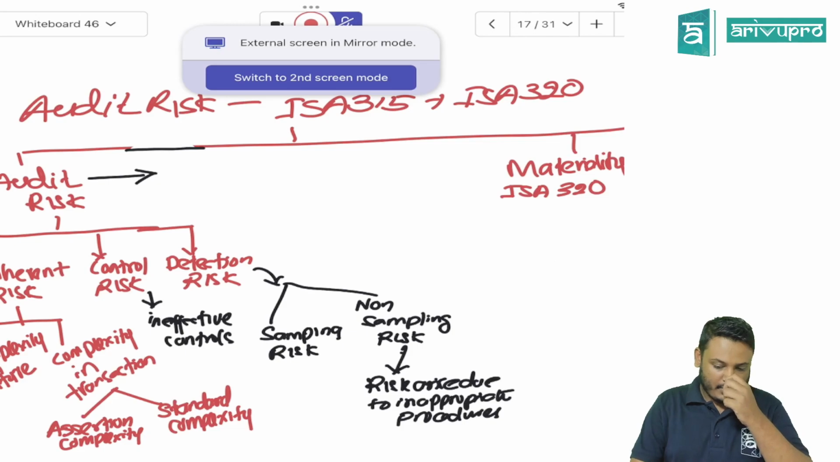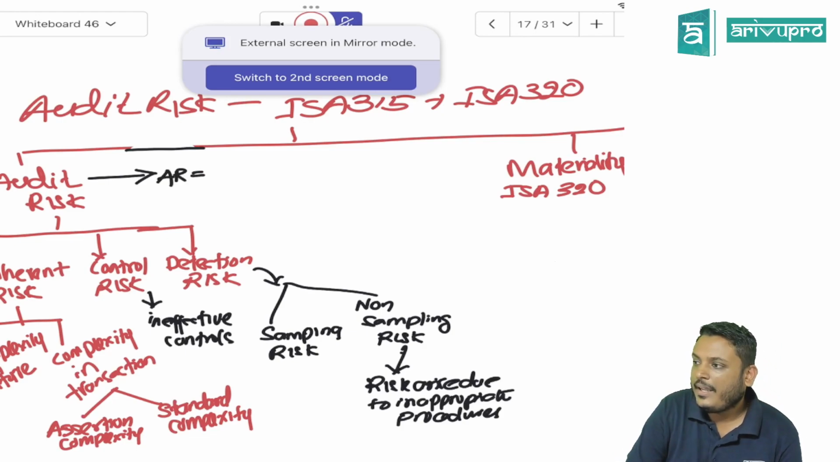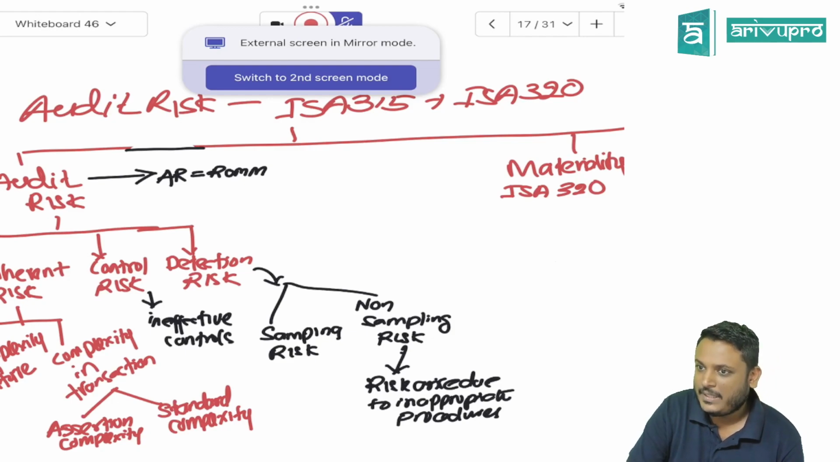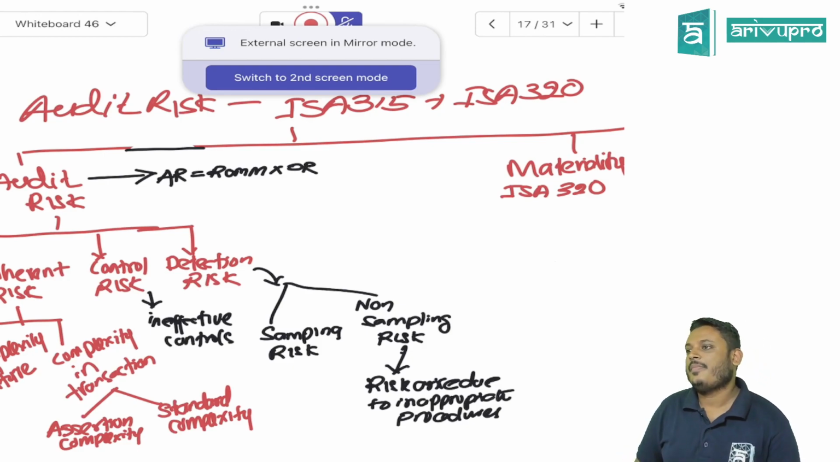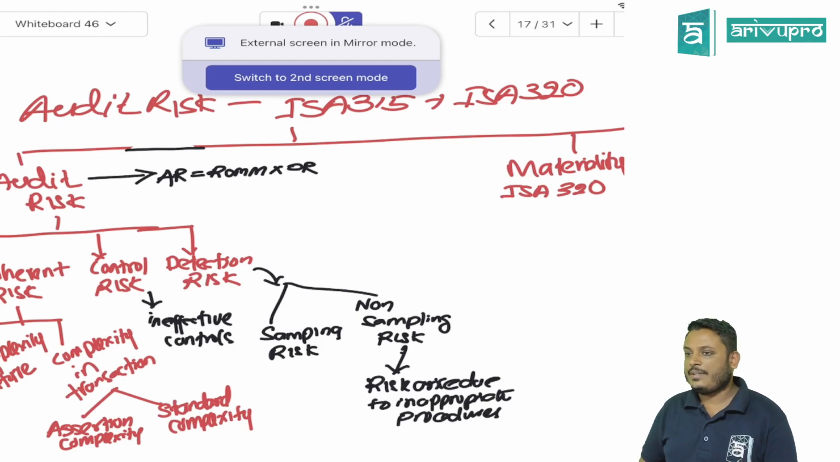Write like this: audit risk. AR equals... very good. You studied audit before? No. Long time before. AR equals risk of material misstatement, ROMM, into detection risk. No, your point is correct. AR equals risk of material misstatement into detection risk.